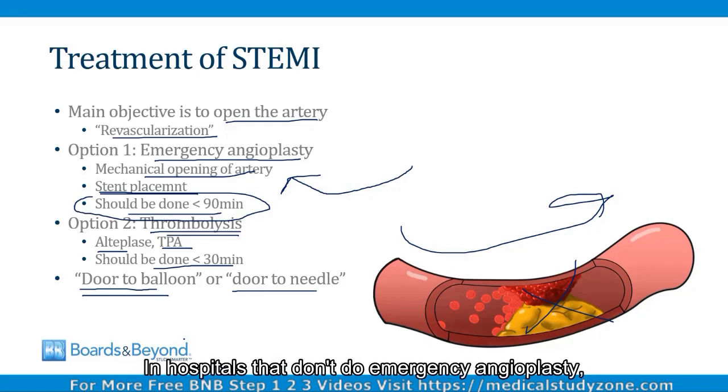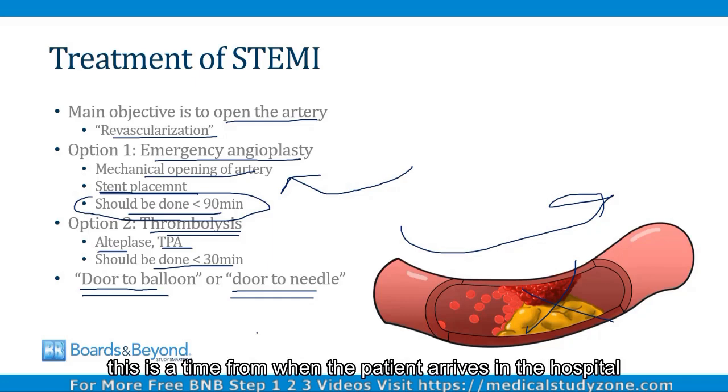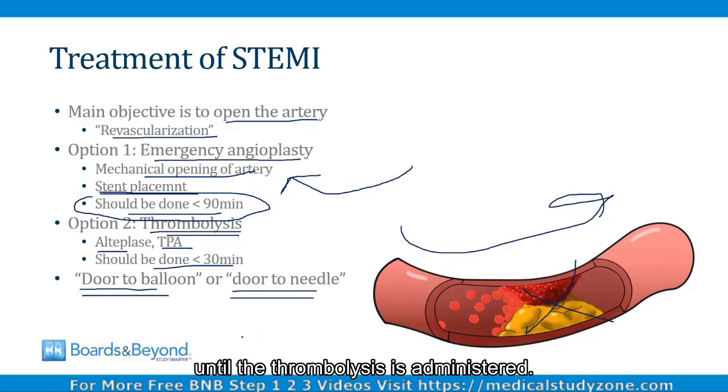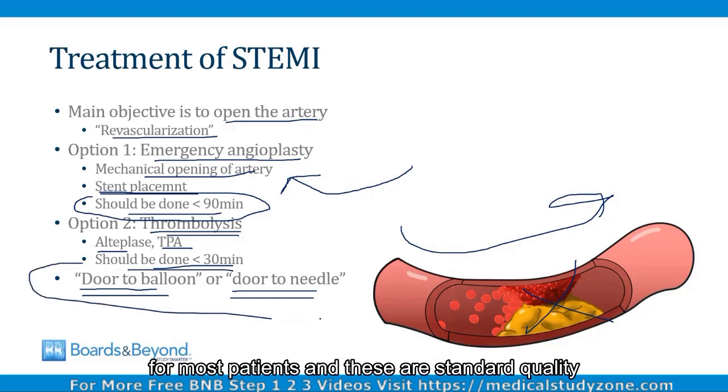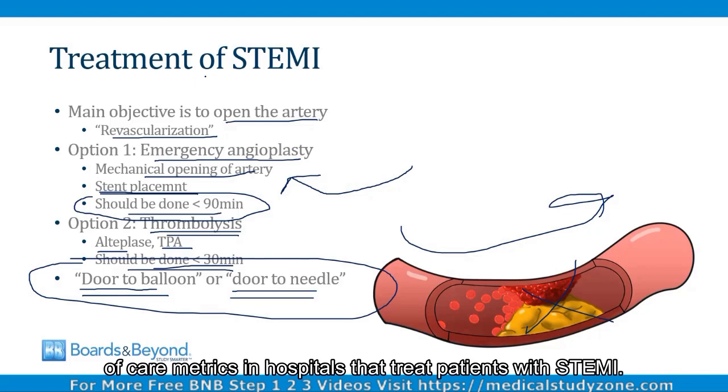In hospitals that don't do emergency angioplasty, the door-to-needle time is monitored. This is the time from when the patient arrives in the hospital until the thrombolysis is administered. And according to guidelines, this should be under 30 minutes for most patients. And these are standard quality of care metrics in hospitals that treat patients with STEMI.